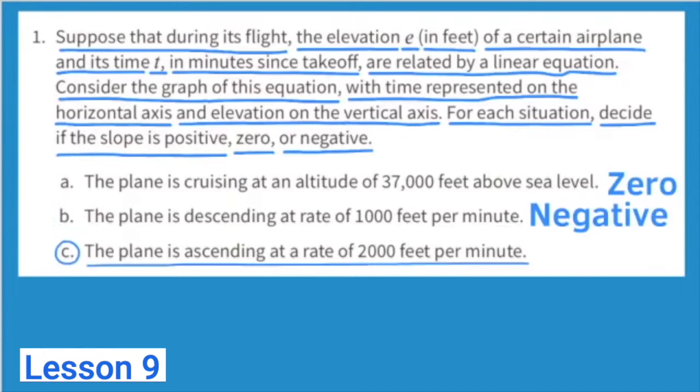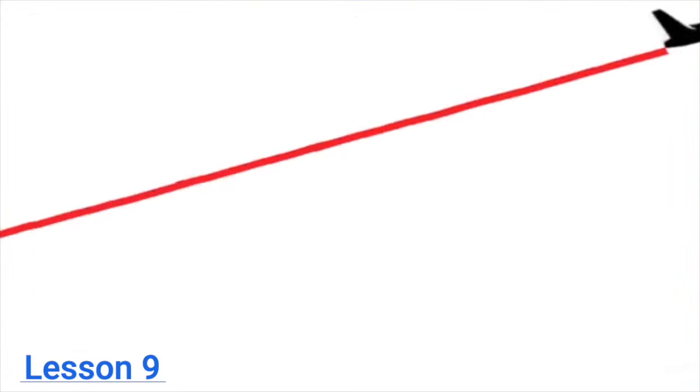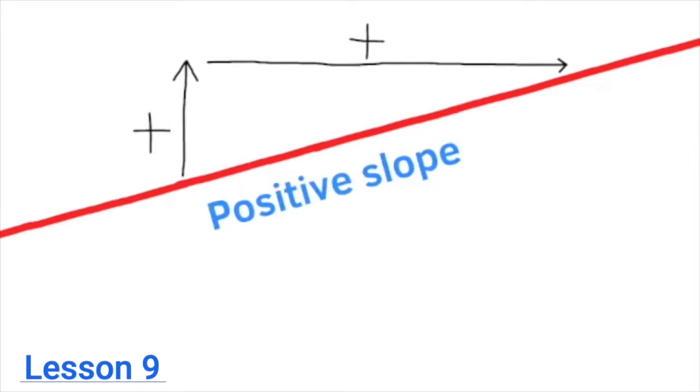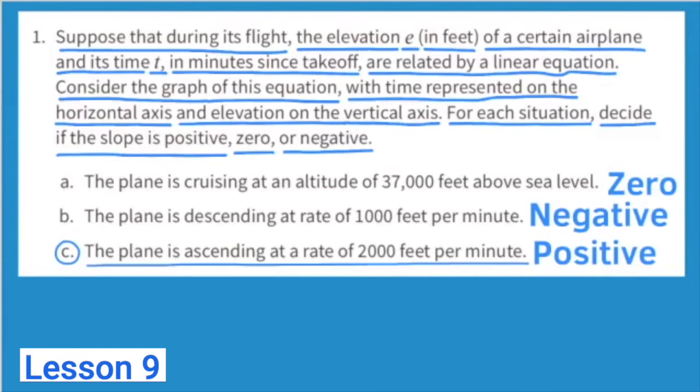C. The plane is ascending at a rate of 2,000 feet per minute. The rise moves up and the run moves to the right, so the rise is positive and the run is positive. This makes a positive slope. The slope is positive.